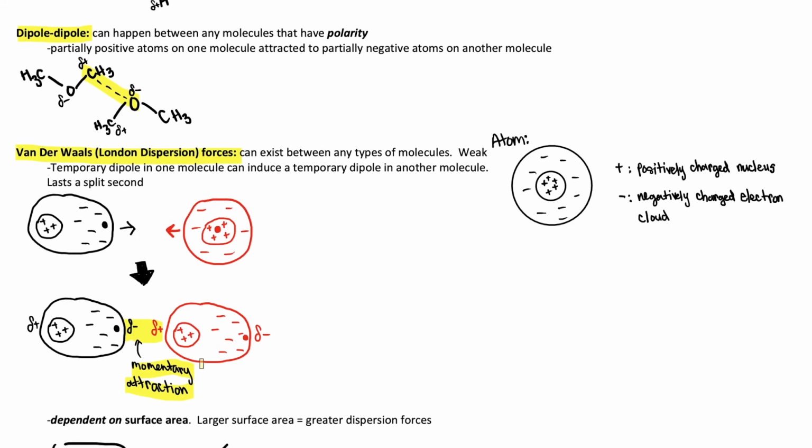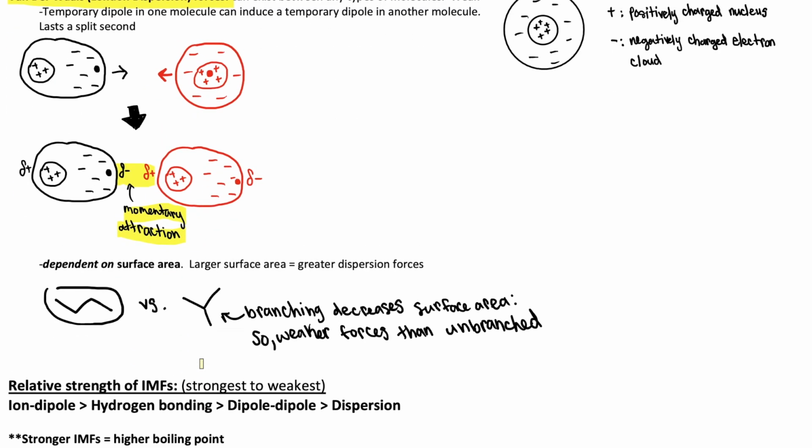I want you to keep in mind that the larger the surface area of a molecule is, the stronger dispersion forces it has. So for example, if we're comparing these two molecules, which have the exact same number of carbons, but one of the molecules is branched, the branched carbon chain has a smaller surface area since the structure is more condensed. So the branched molecule has weaker IMFs than the unbranched molecule. This means that the unbranched molecule has a higher boiling point.